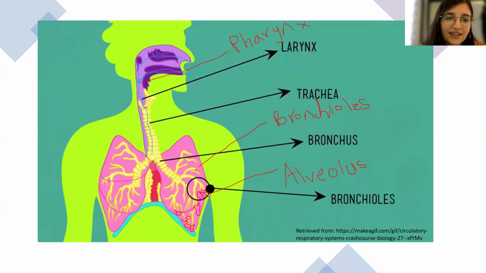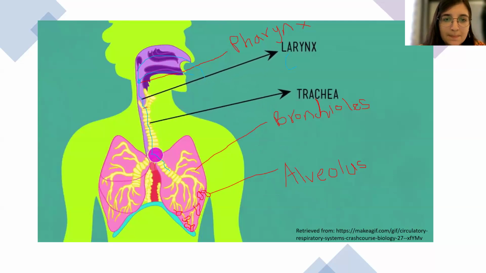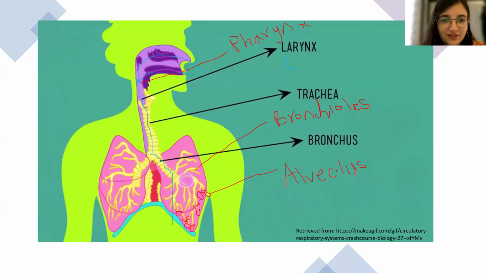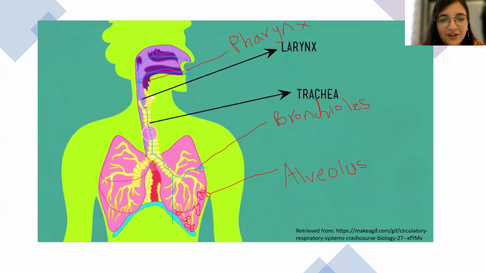And in the trachea, where the division occurs, these divided branches are what we call bronchus. So this was bronchus. Then we enter into the bronchioles. And then over here is the alveolus.